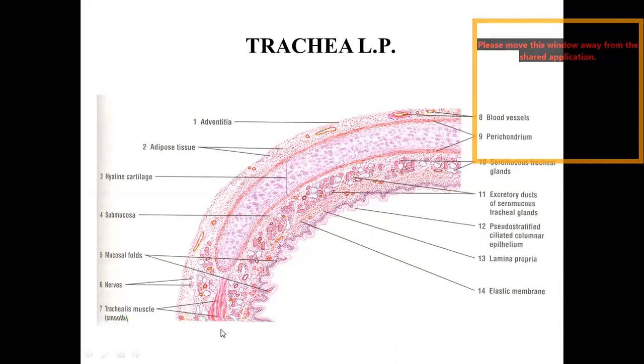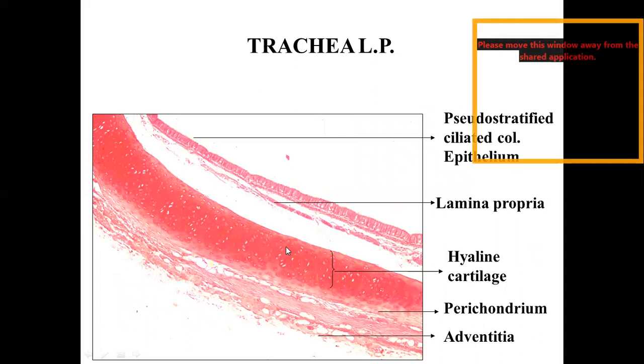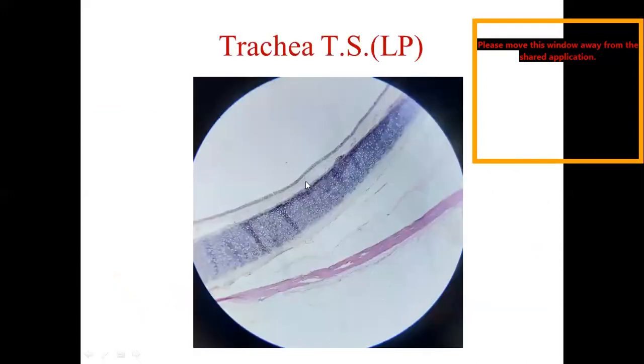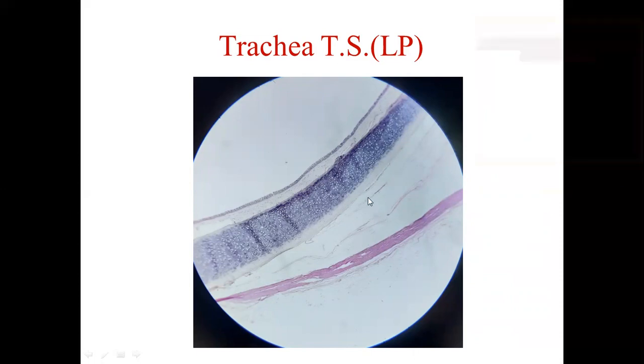Now on the posterior part, you can make out the trachealis muscle, which is a smooth muscle. So again the layers: epithelial lining, pseudostratified ciliated columnar, lamina propria, submucosa, cartilage. Then you have the last layer, the adventitia. This is a slide photograph: epithelial lining, lamina propria, submucosa. The distinction between the lamina propria and submucosa is difficult. Hyaline cartilage you can easily identify, and the adventitia layer.